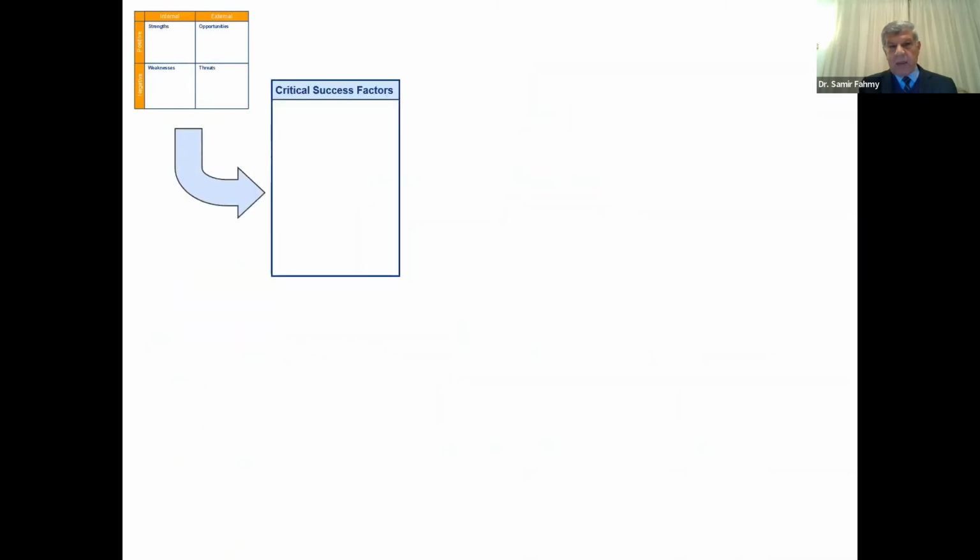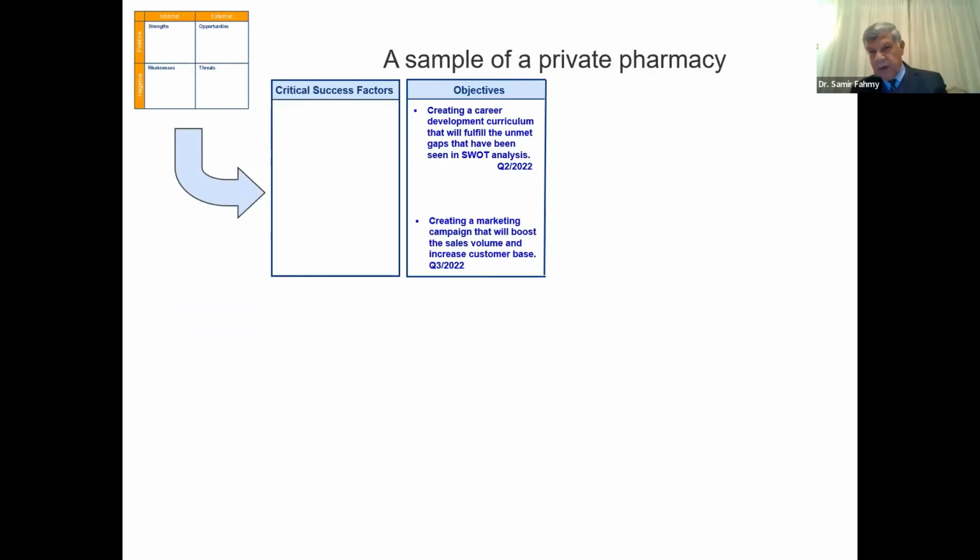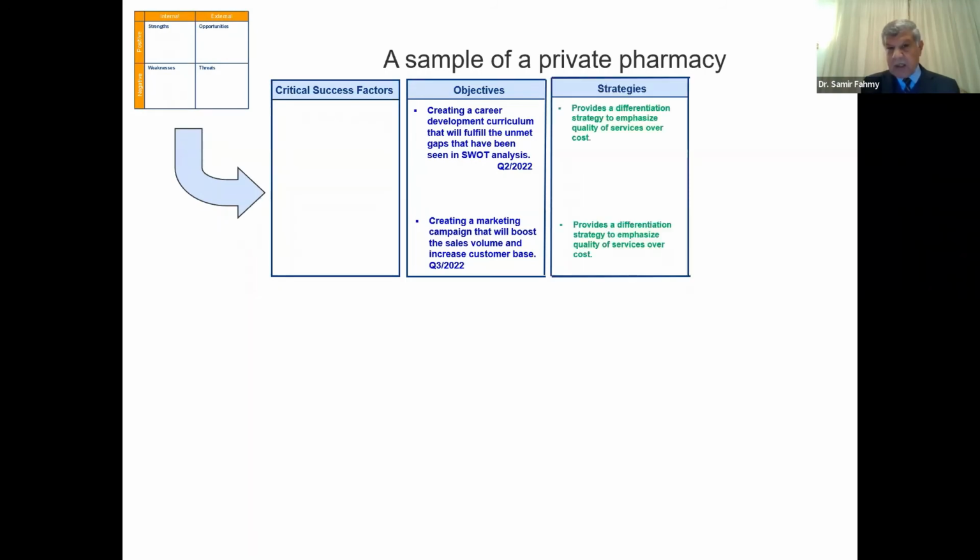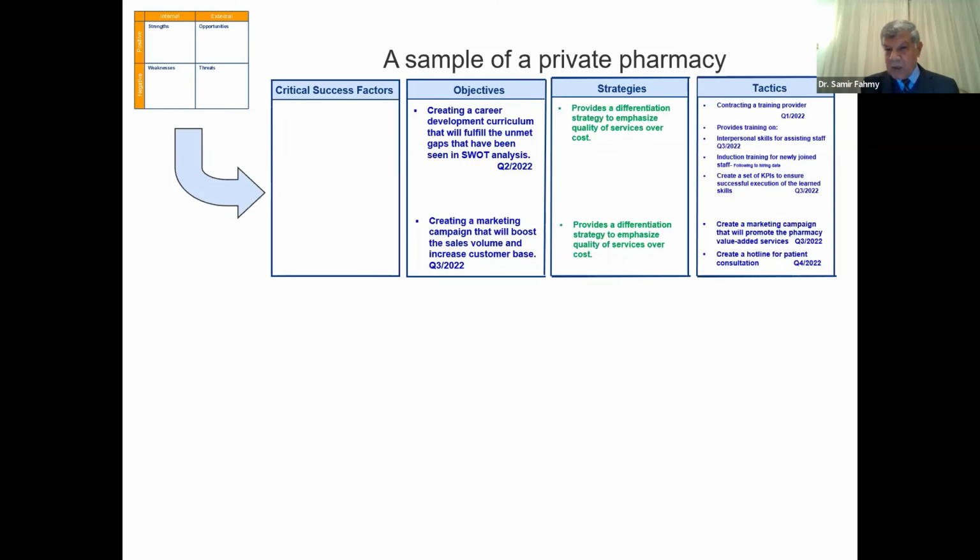So we'll have a typical example here. You remember, I'm clustering in a cumulative approach what we have done to make sure the steps are always in front of our eyes. So critical success factors, objectives, you remember the same slide, then strategies, and then we go to our GPS, or tactics, or roadmap. So let's have the roadmap, for instance, provide a different strategy to emphasize the quality of service over the cost.